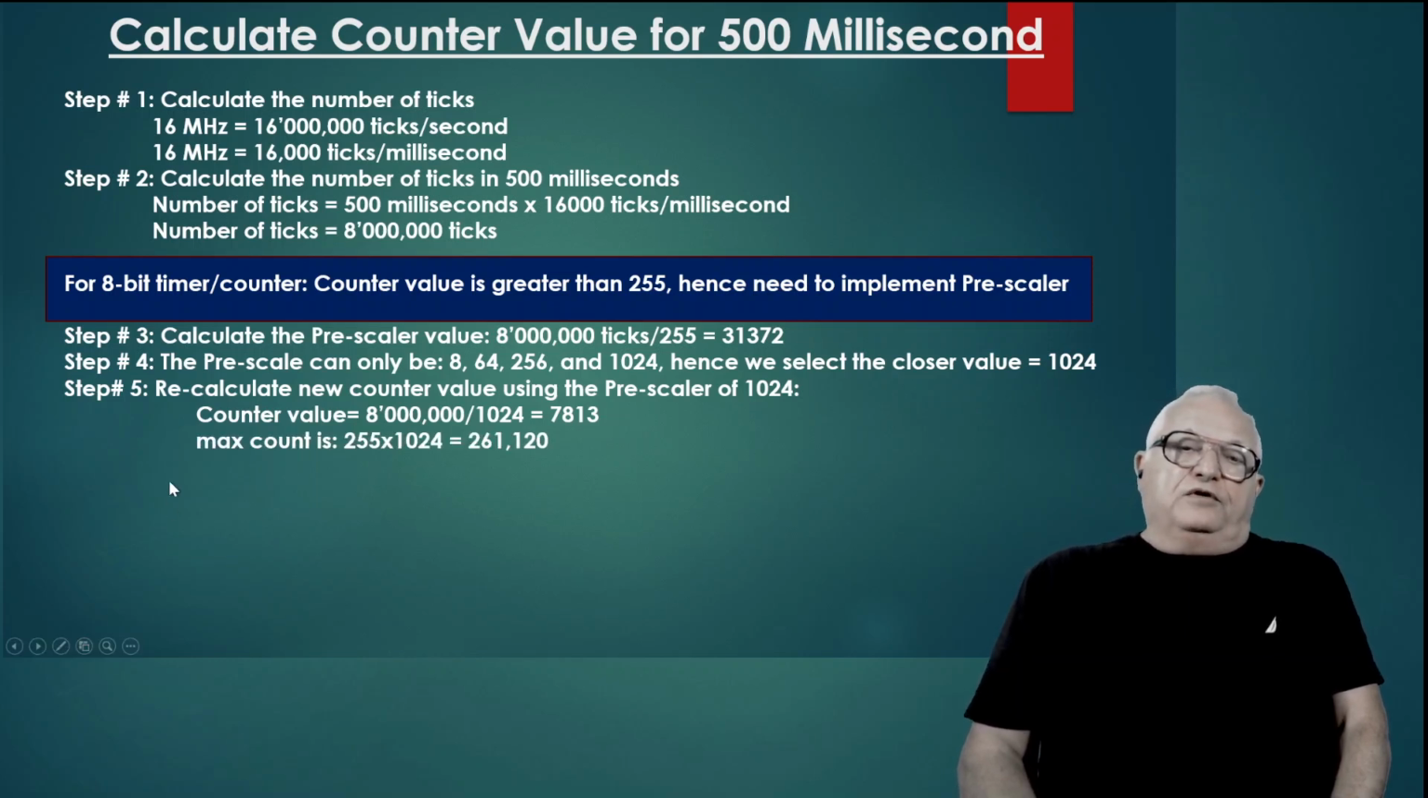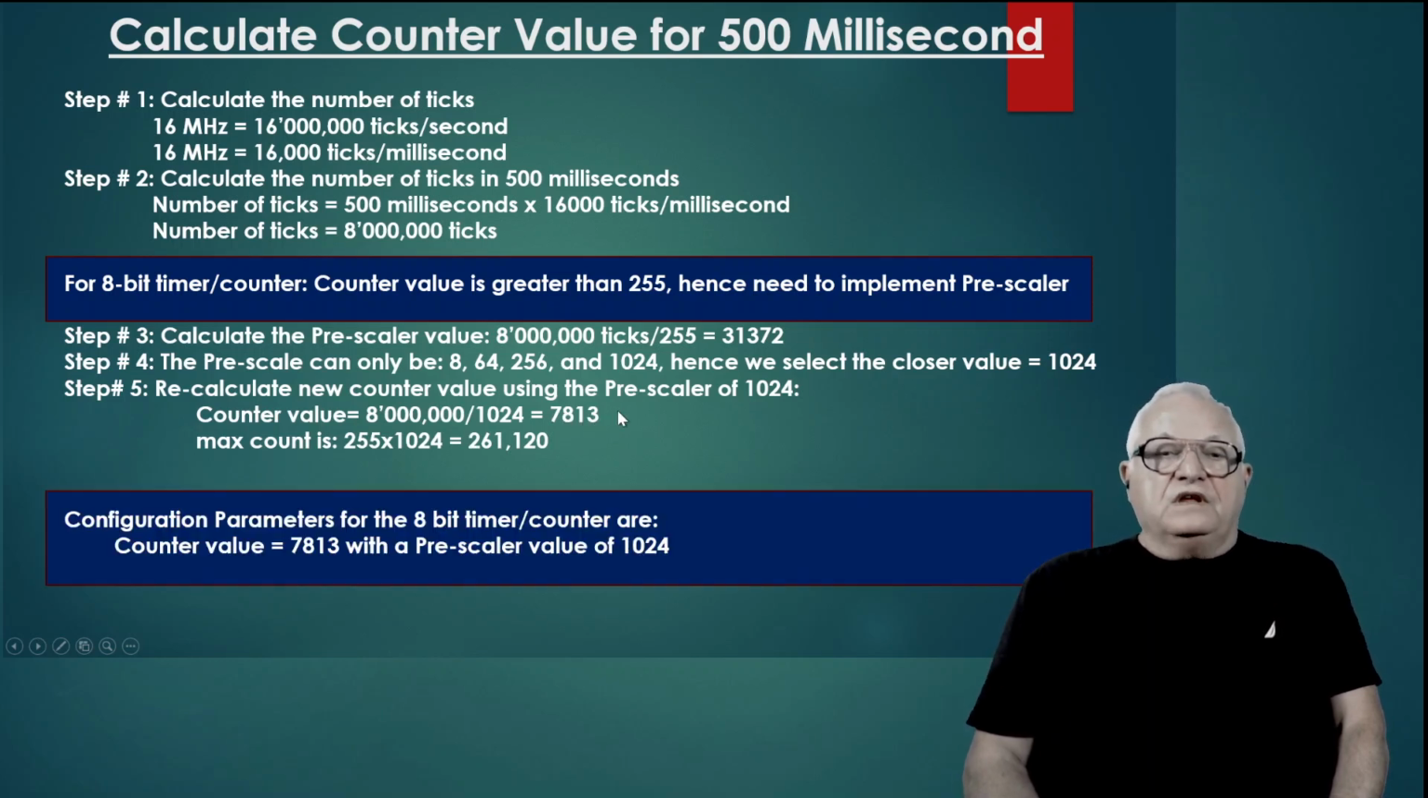Now, we also have to remember the max number of the counter was 1024 times 255, 261,120, which means that using a counter of 7,813 is okay. So let's see what would be our parameters to configure our clock. We would need a counter of 7,813 with a prescaler of 1024.